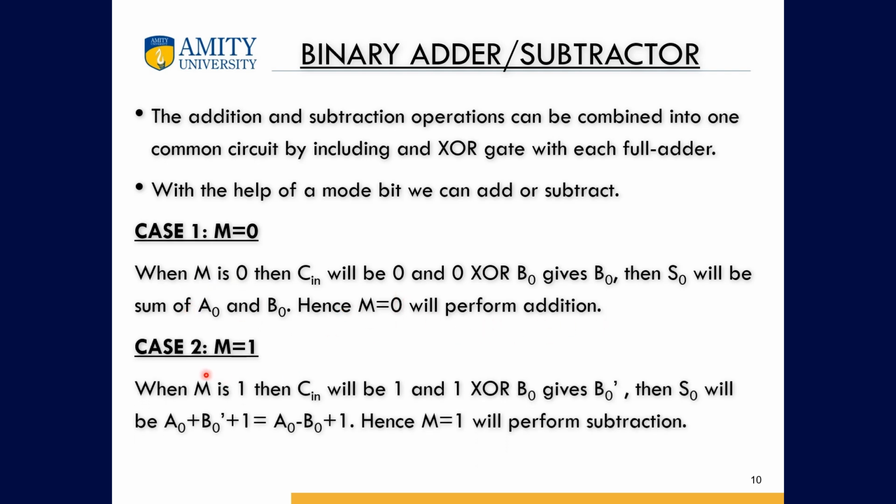While in the case of M being 1, when we XOR B0 with 1, it will give us the complement of B. Hence, the sum of A0 plus complement of B0 plus 1 is giving us 2's complement. The addition of 2's complement is also known as subtraction. Hence, M equal to 1 will be allowing us to perform subtraction. This is how the M bit can help us in doing both addition and subtraction using the same circuit.